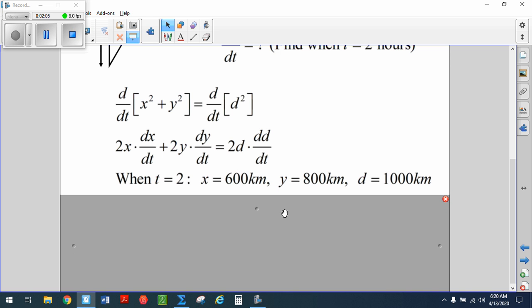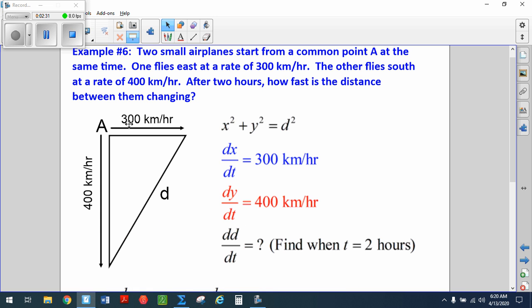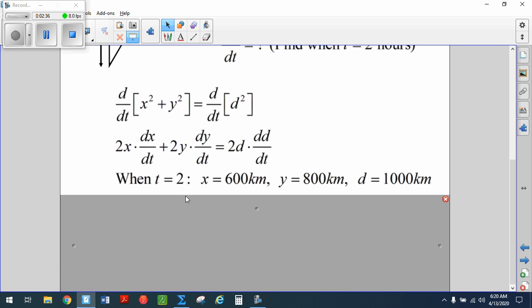Now specifically in this problem, they said when time equals 2. So when time equals 2, my x is equal to 600 kilometers because it's going 300 kilometers an hour. So after the first hour, x equals 300. After the second hour, x equals 600. After 2 hours, y is equal to 800. After 2 hours, d is equal to 1,000. And you get the 1,000 from using Pythagorean theorem. So 3, 4, 5 triangle, this would be 600, 800, 1,000.